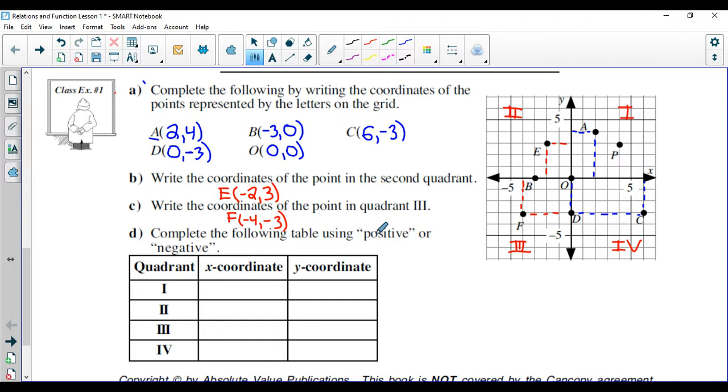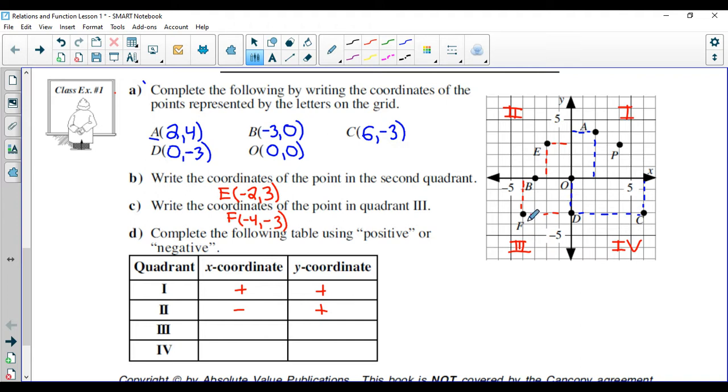And it says complete the following table to identify whether the x or y coordinates are positive or negative depending on which quadrant you're in. So if you look up here, quadrant 1, every point would hit the positive x-axis and the positive y-axis. So this would be positive and positive. Quadrant number 2, that's like point E. So point E had a negative x-coordinate and it had a positive y-coordinate.